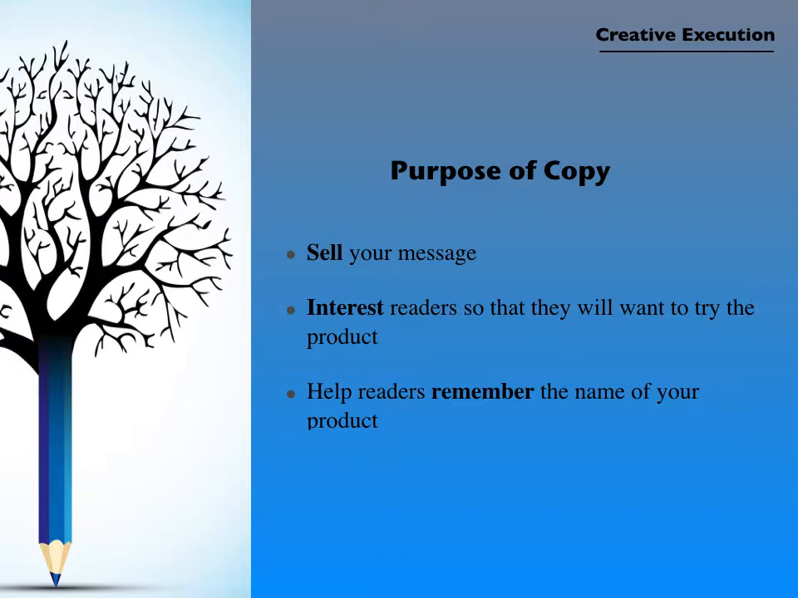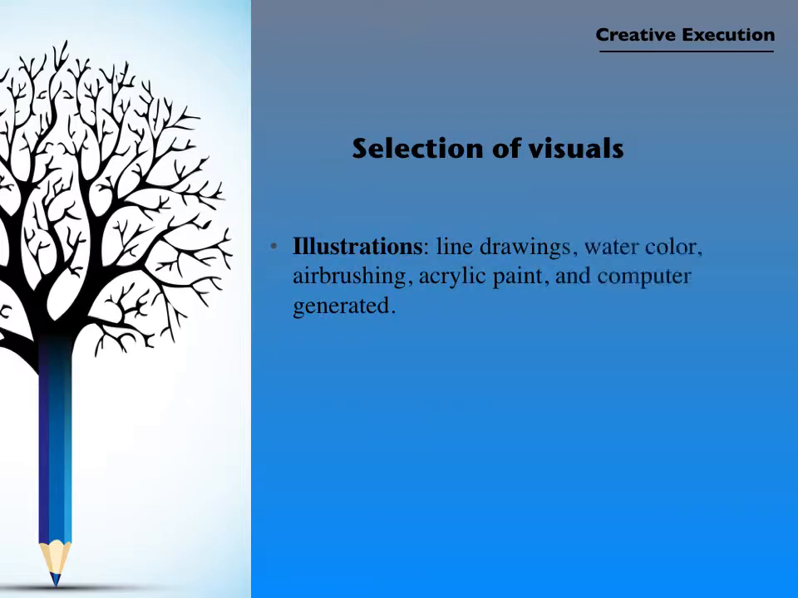Okay, so now we have the layout, we have the copy. Let's talk about the visuals. You have 2 types of visuals. Illustrations, which are line drawings, watercolor, airbrushing, acrylic paint, computer generated. And then you have photos. These are images taken with the camera. So illustrations and photos are your main types of visuals. And then what's the purpose of visuals?